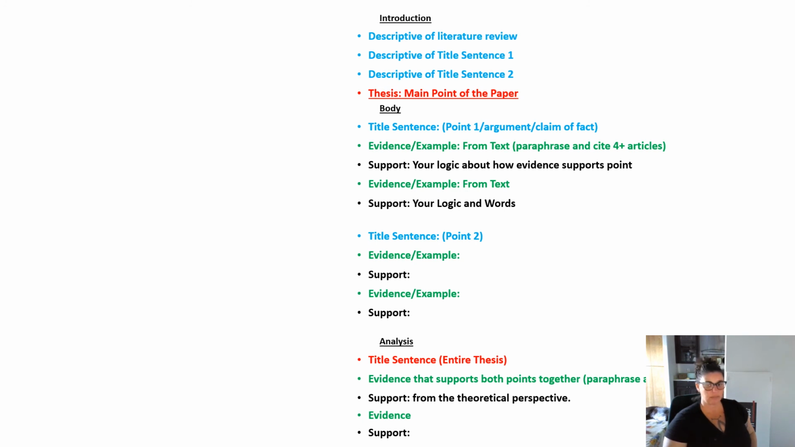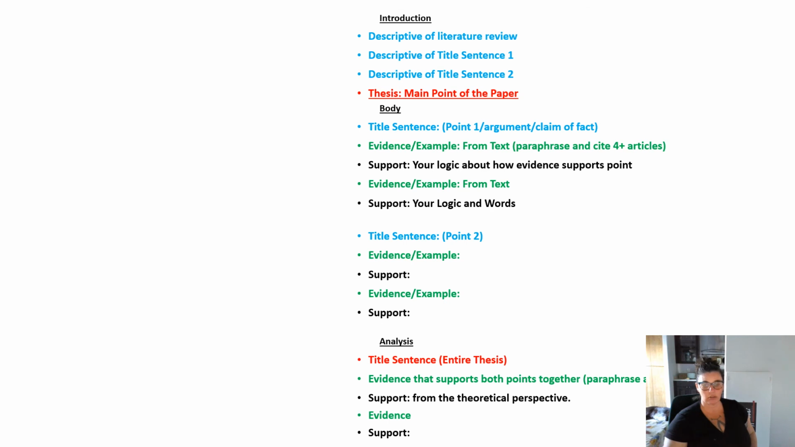So this is not cited. This is cited. Again, tell me why this supports your claim of fact. And you just keep repeating. So it's very repetitive. Here, it's not your logic, it's the theoretical logic. So now in the analysis, we're actually applying theoretical logic, right? So you're applying theory to the information you're learning. This is the more challenging component, right? Because you have to actually understand the theory in order to apply it. It's pretty advanced. So you're going to have your evidence both twice.